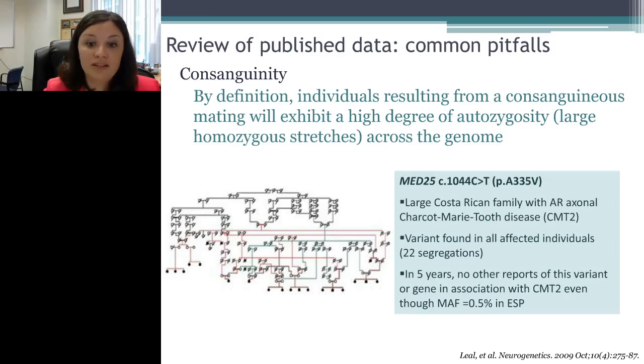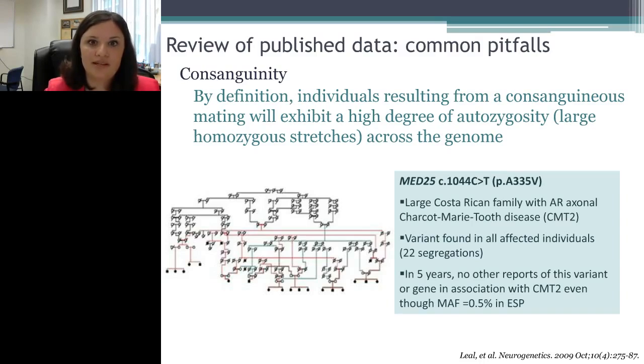This variant was originally reported in a large Costa Rican family with autosomal recessive Charcot-Marie-Tooth disease. Interestingly, this variant was found in all affected individuals, so that's 22 segregations. And in clinical genetics, 22 segregations is huge. We never see that many segregations. So this really was quite a bit of evidence towards this variant being pathogenic in disease.